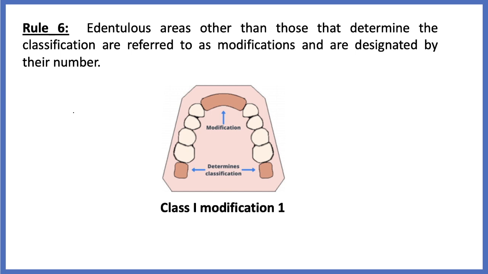Rule 6 states that edentulous areas other than those that determine the classification are referred to as modifications, and are designated by their number. In this example, there are 2 posterior edentulous areas that will determine the classification as Class 1, and there is one more edentulous space anteriorly, so it is Class 1 Modification 1.